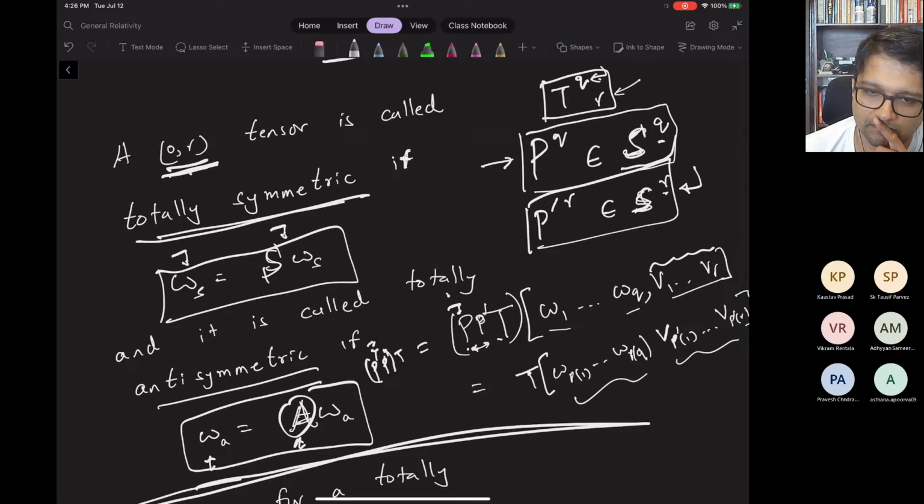Yes, that makes sense. In other words, we don't have to worry about the ordering of a vector-like index and a dual vector-like index. But we do have to worry about the ordering of all the dual vector indices amongst themselves and the relative ordering of all the vector-like indices among themselves.